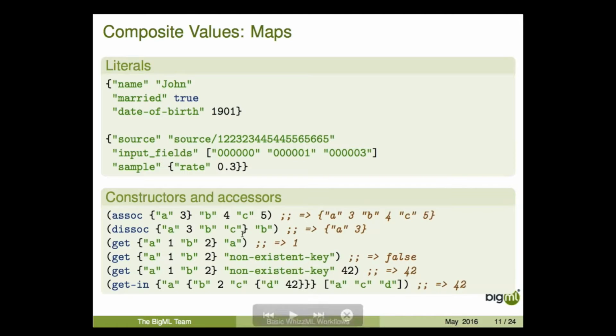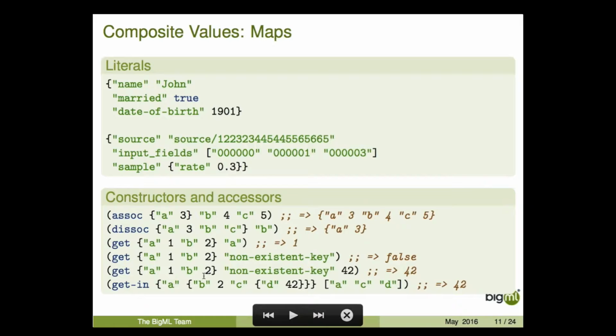And then there's this convenience function getIn, for when you have a nested map structure like this. We have A, which is mapped to a map, and the inner map contains B, which is mapped to 2, and C, which is mapped to another map, which has D mapped to 42. This comes up a lot when you're dealing with WhizzML, or BigML resources that get pulled down into WhizzML. A lot of times there are deeply nested maps with deeply nested structure.